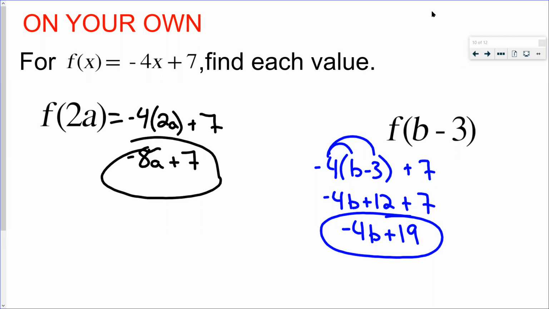If we did f of b minus 3, we plug in b minus 3 in place of x. We distribute the negative 4. The trick here is negative 4 and negative 3 gives us that positive 12. And then we combine like terms. All right?